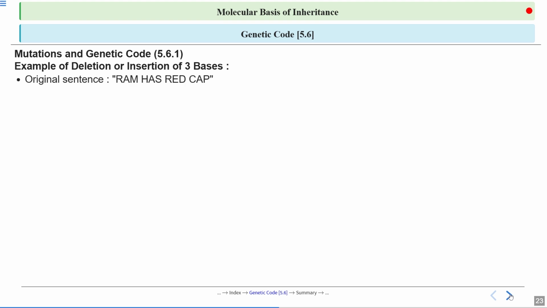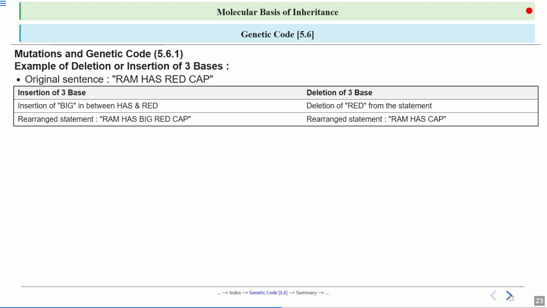Now if we try to see the example using a sentence of three-letter words, what will happen? If we insert big in between has and red, it will be like Ram has big red cap. It's not that something came which has no meaning. It has meaning, but it has changed the sentence from the previous one. Before, Ram has only red cap, but now Ram has big red cap.